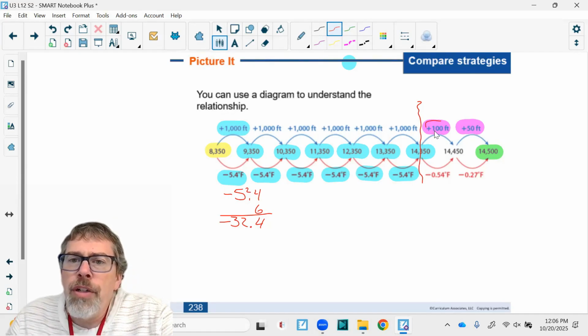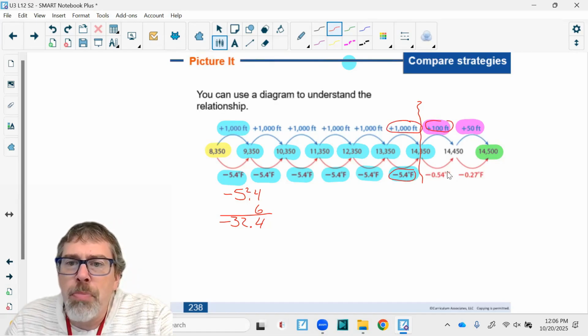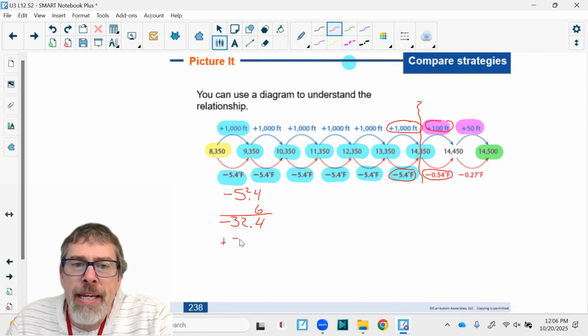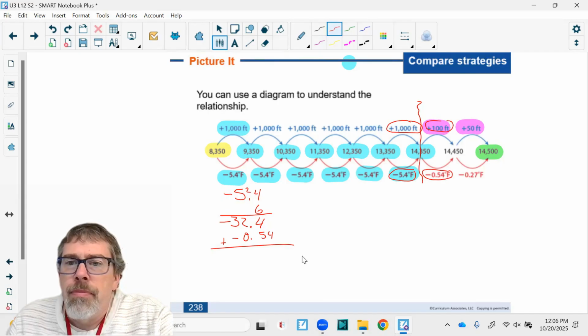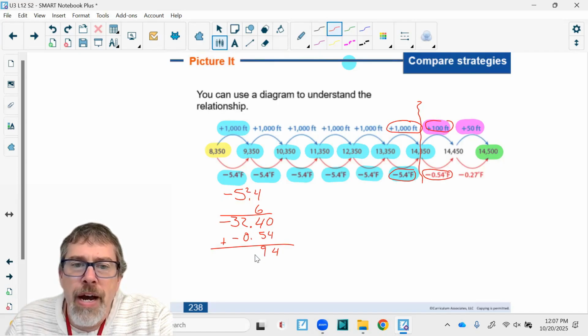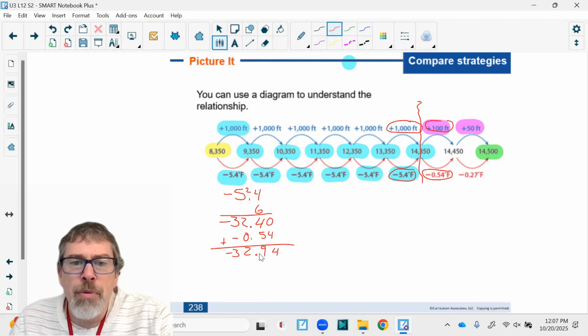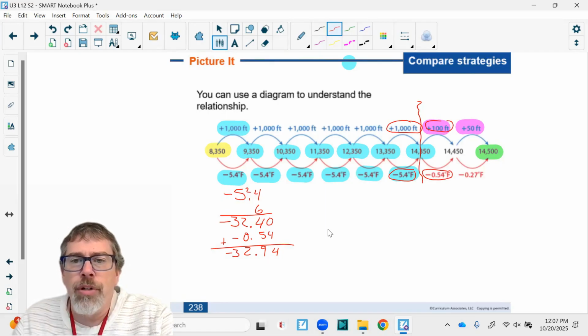But then 100 feet is 1/10 of 1,000. So 1/10 of 5.4 is 0.54. Okay, see what they did there? Multiplying or dividing by 10. So then we have to add another negative 0.54 degrees. Okay, so that's going to be a 4 because there's going to be a 0 here. 5 plus 4 is 9. 2 plus 0 is 2. And then bring down the 3. So now we're down 32.94 degrees.